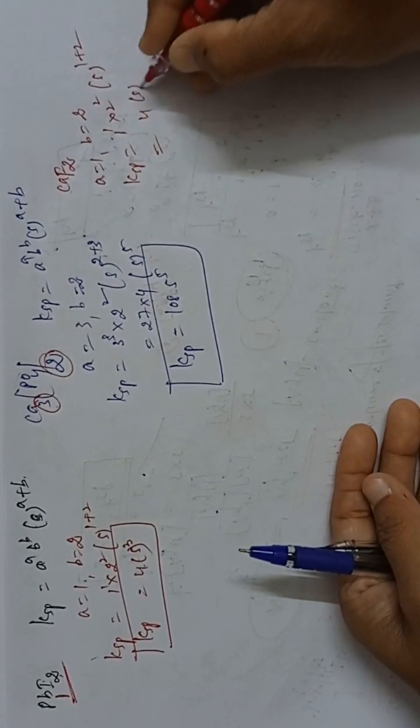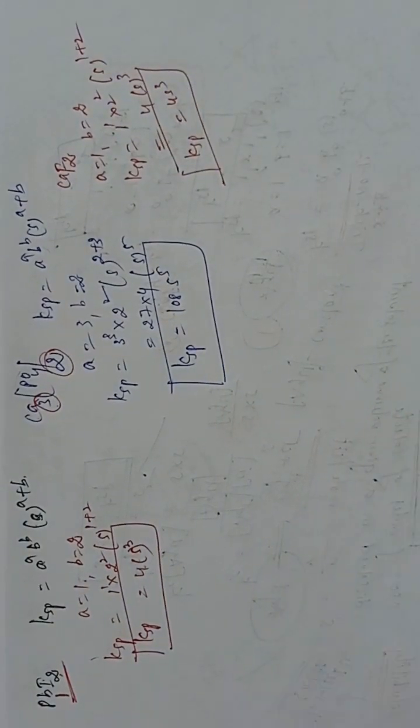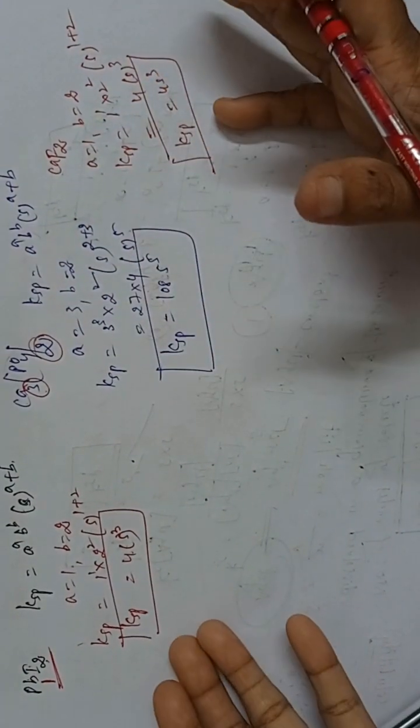Then 4 into S to the power of 3, 4S cube. This is the relation. Clear? Understanding? So like this we can easily find out, students.